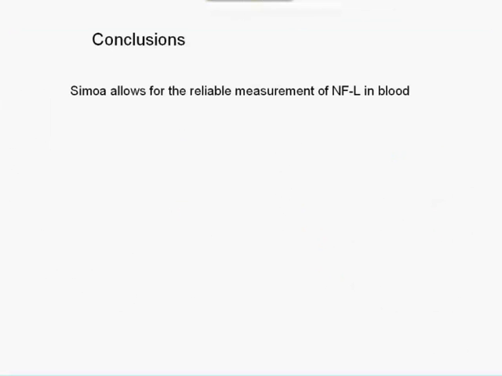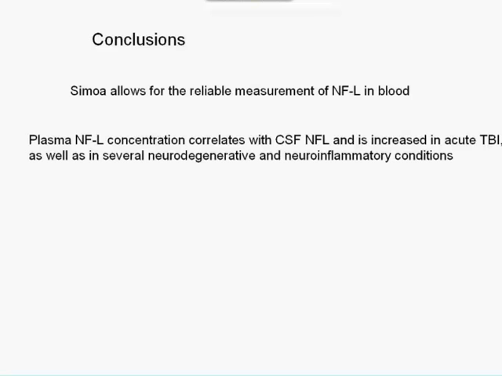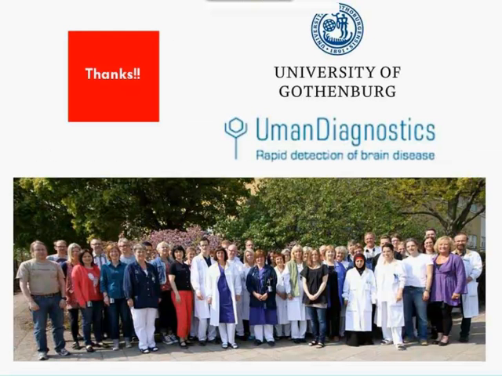So Simoa allows for the reliable measurement of neurofilament light in blood. Plasma neurofilament light concentration correlates with CSF neurofilament light and is increased in acute TBI, as well as in several neurodegenerative and neuroinflammatory conditions. This study was done together with Human Diagnostics, of course, and here's a picture of the people in the lab in Gothenburg, Mölndal.